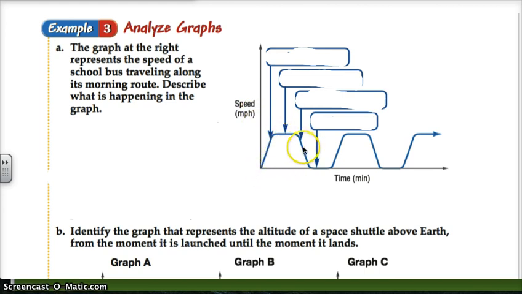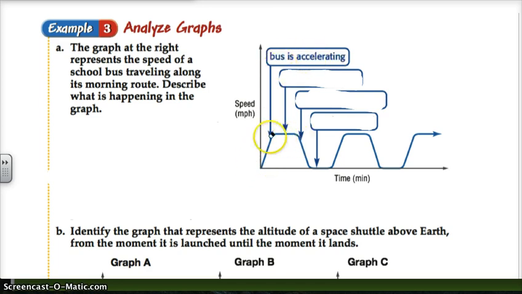Something's happening here, something's happening here, something's happening here. And so we have this situation. So we're going to look at it, and I'm going to kind of cheat because I already have the answers filled in here. And so I already mentioned what this is. This is an increase in speed, right? So initially the speed is increasing, so the bus is accelerating, right?